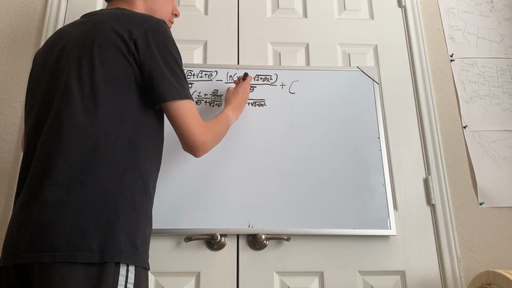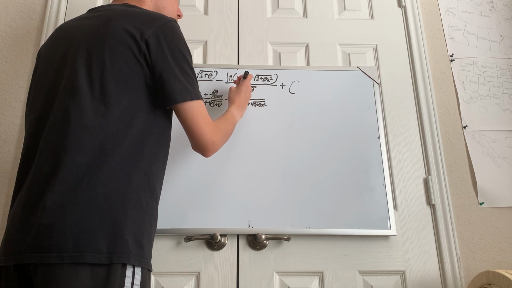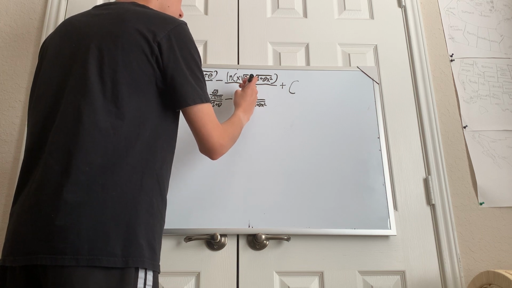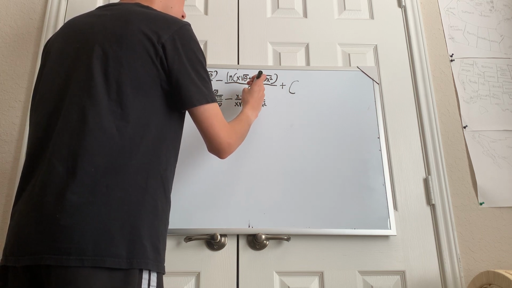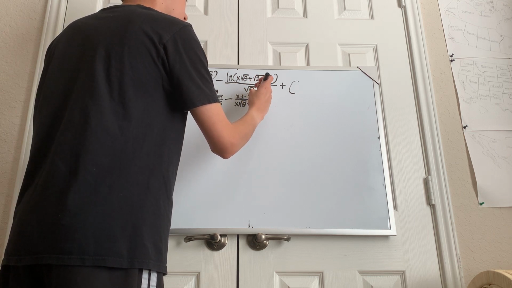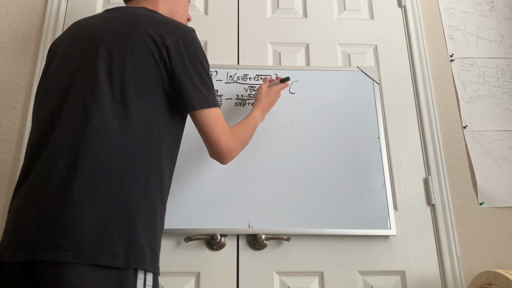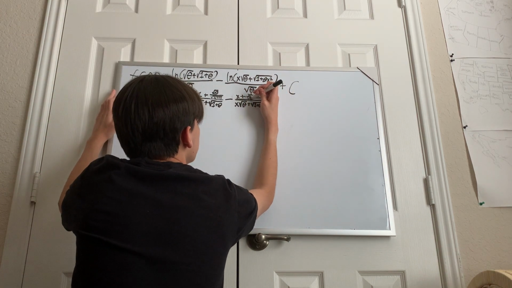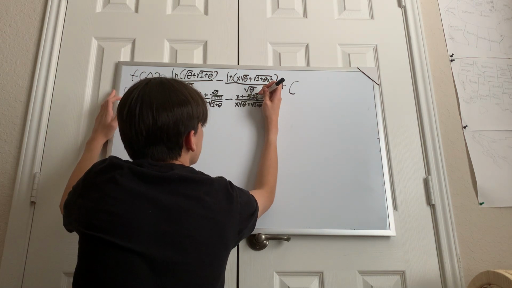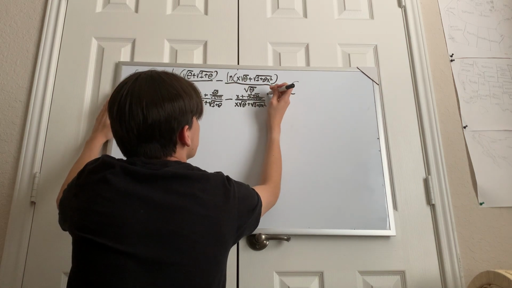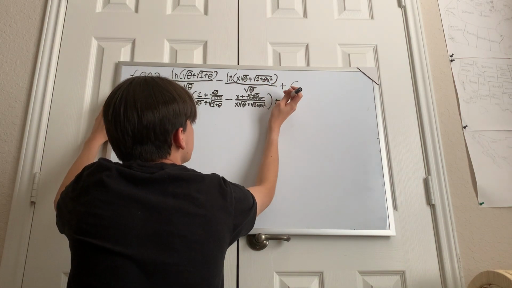So this becomes x plus x squared square root theta divided by square root of 1 plus theta x squared. All of this plus c.